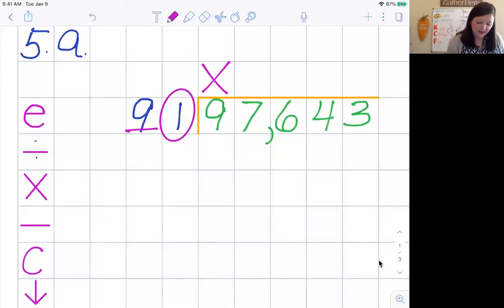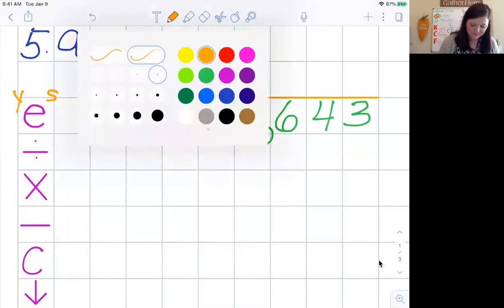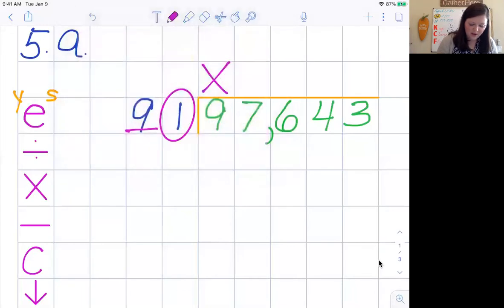Yes, it can. When you get to the yes part, that's when you need to go back and look at your estimated number. Your estimated number was a 9. Now let's use just that number. 9 can go into 9 how many times? 1. Put 1 above the 97.